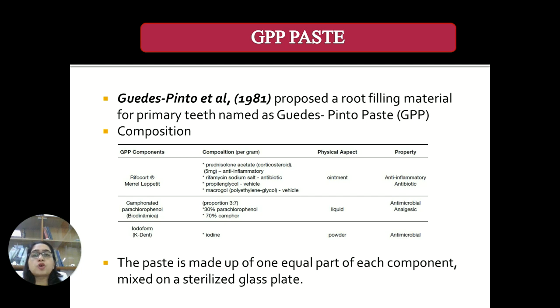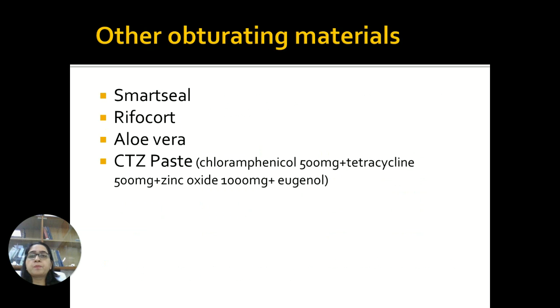Another paste that is used for obturation is GPP paste. Gates Pinto et al. in 1981 proposed a root canal filling material for primary teeth, which is named GPP paste. It contains Rifocort, that is steroids, camphorated parachlorophenol, and iodoform. This paste is made up of equal parts of each component, and then it is mixed just before use on a sterilized glass plate.